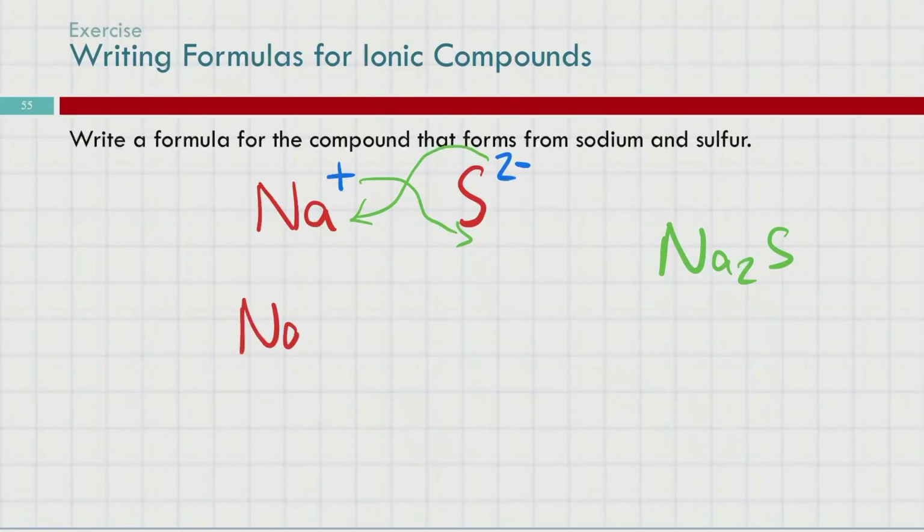Now you might immediately see, okay, to balance that out, Na2S, or you go ahead and crisscross it. We get Na2S, that S having an implied subscript of 1. And then if we wanted to check the charges, we could, but I trust myself here.